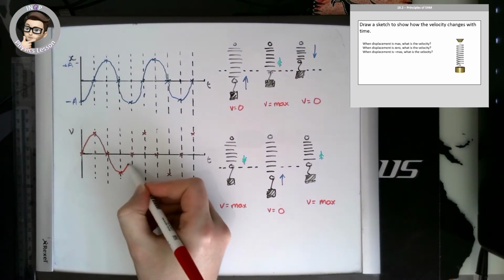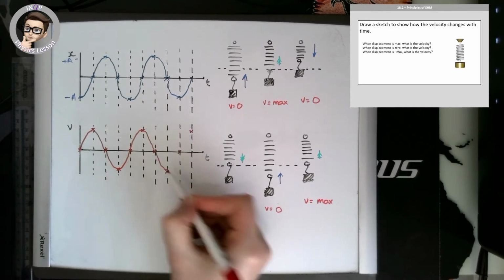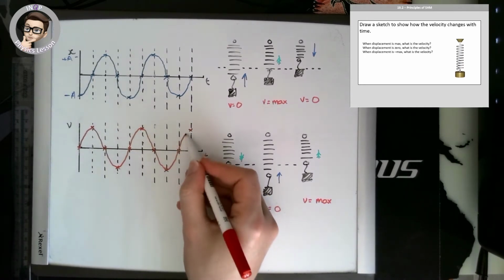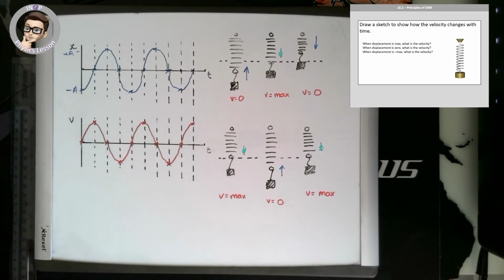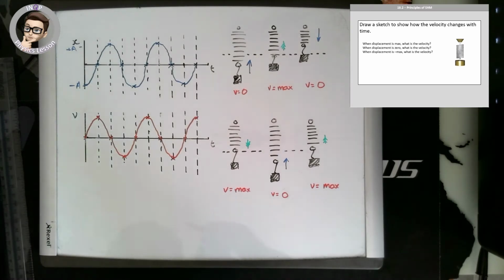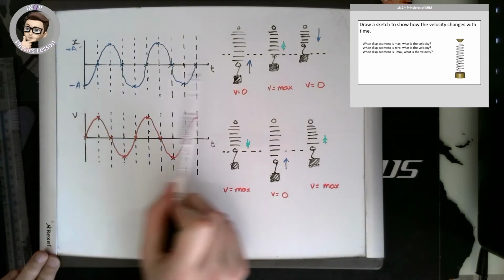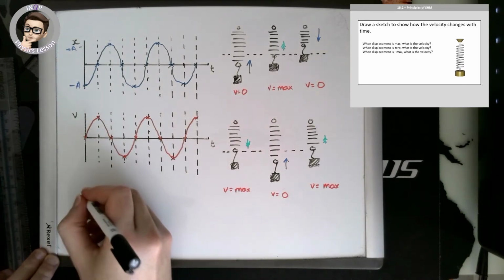So we'll just draw this on. So there is our velocity graph. And hopefully you managed to draw that whilst you were from the information that we had. Okay, so we've managed to do displacement, we've managed to do velocity time. Let's do an acceleration one.